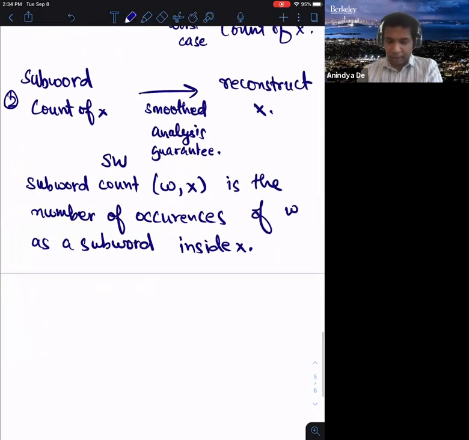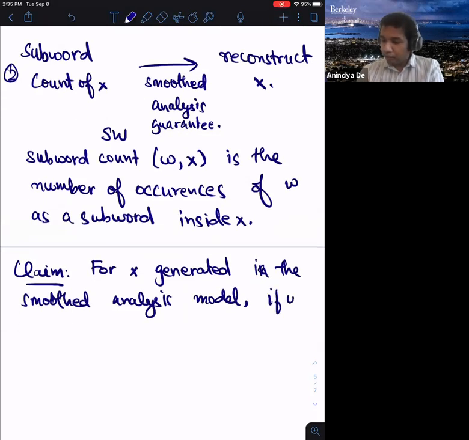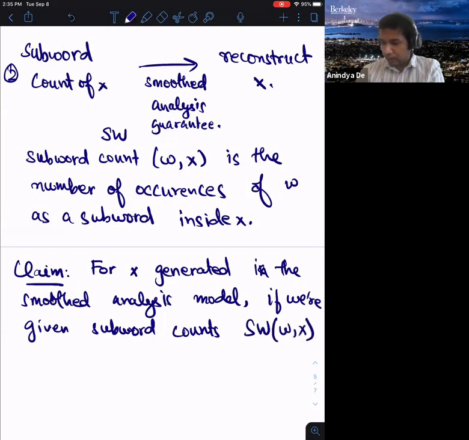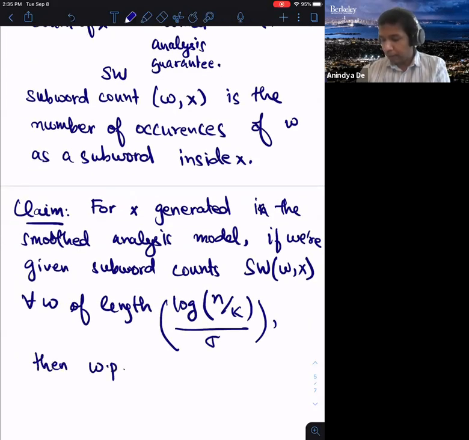And the first claim is, for X generated in the smooth analysis model, if we are given subword counts SW(W, X) for all W of length, let me write this down properly, log of n over, let's say, kappa, divided by sigma, then with probability 1 minus kappa, we can reconstruct X.